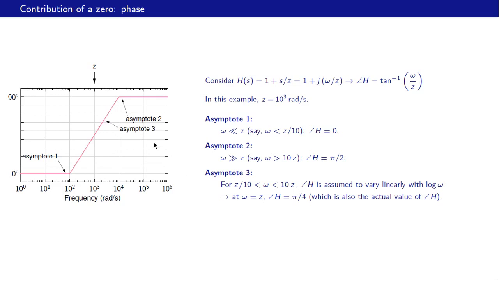So that is our asymptote 3, and the blue curve is the exact angle h. Once again, asymptotically it is in excellent agreement with our Bode approximation in either direction, either low frequencies or high frequencies. And at omega equal to z, our approximation also predicts the exact value of the angle.